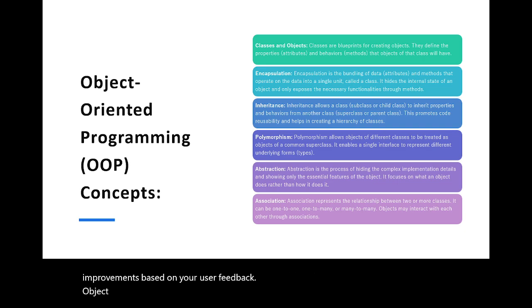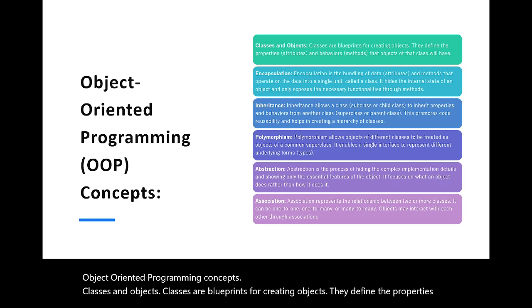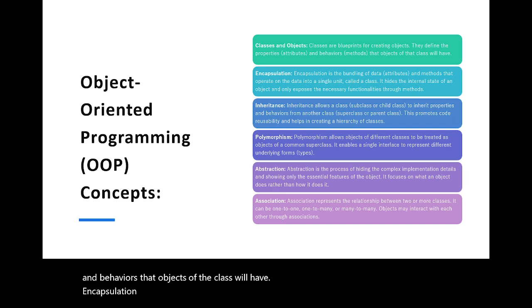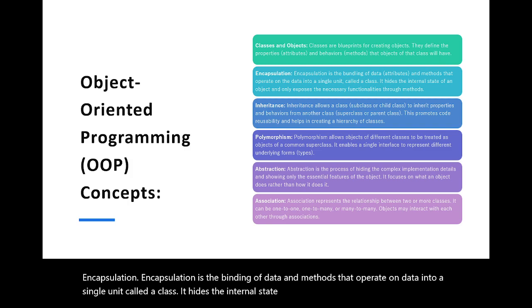Object-oriented programming concepts. Classes and objects. Classes are blueprints for creating objects. They define the properties and behaviors that objects of the class will have. Encapsulation. Encapsulation is the bundling of data and methods that operate on data into a single unit called a class. It hides the internal state of an object and only exposes the necessary functionalities through methods.